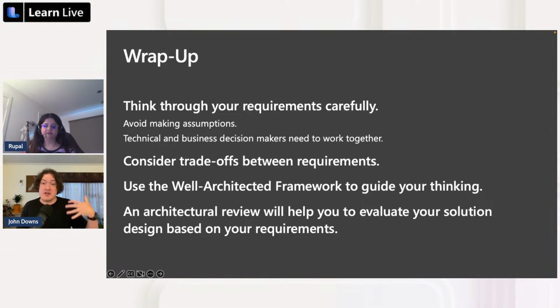And what we really wanted to highlight repeatedly is architecture is a process of making trade-offs. To be able to make the right trade-offs for your solution, you need to understand your business requirements and your goals really well. And doing a formal architectural review can help you to think about these requirements and trade-offs in more detail as well.